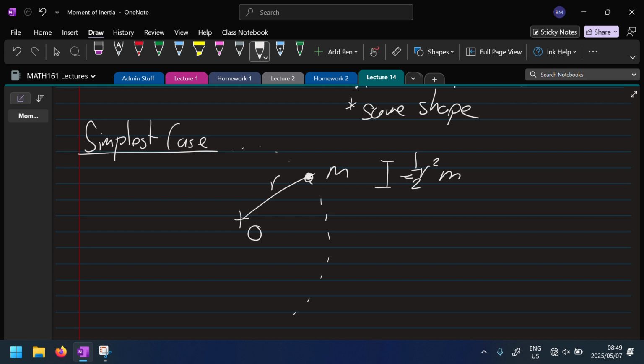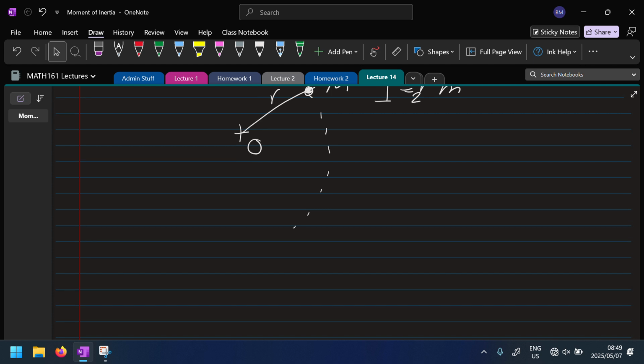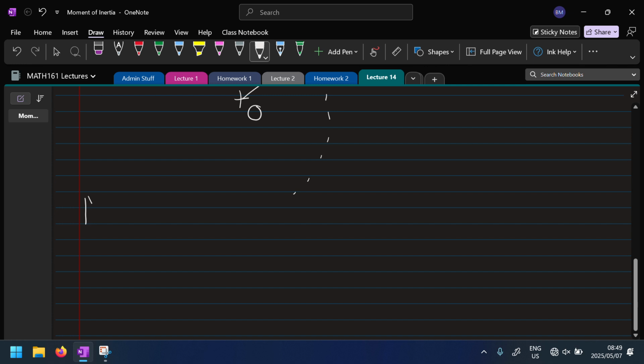Taking a particle and rotating it around, that r shows how difficult it is to do that. A very large moment of inertia means it's very difficult to rotate around, and a very small moment of inertia means it's very easy to rotate around. So this gives us an actual number on how difficult it is to rotate these objects. That's for the simplest case. We're not going to be looking at that; we're going to be looking at much more complicated cases. So more generally, we have the following.